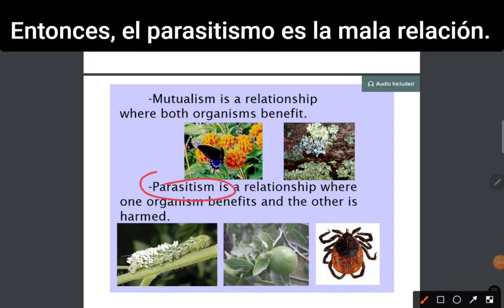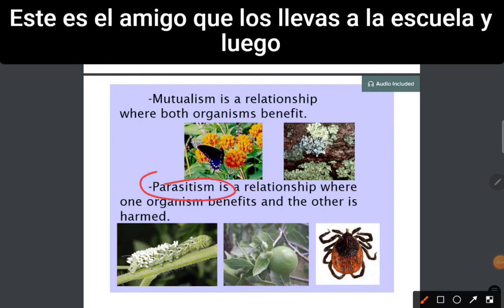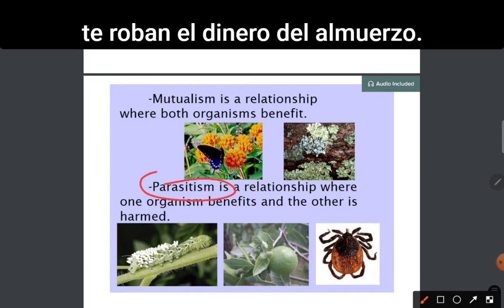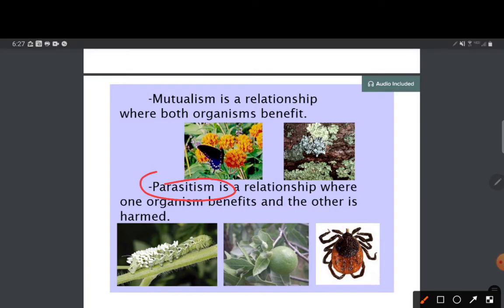So parasitism is the bad relationship. This is the friend that you drive to school, and then they steal your lunch money.